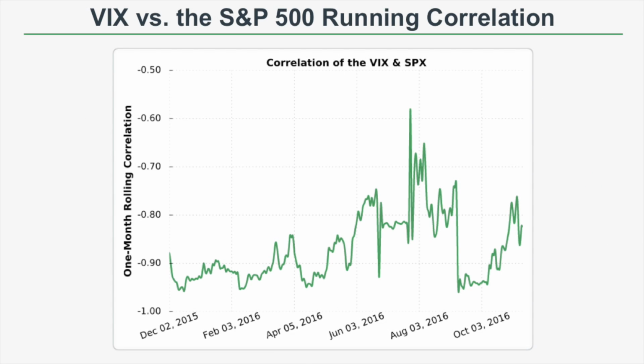So to hammer that point home, we ran the 1-month correlation between the VIX index and the SPX index over that 1-year time period. As we can see here, most of the time the correlation between the VIX index and the SPX index is well below negative 0.80. Now a correlation of -1 represents a perfect inverse relationship. So to have a relationship consistently below negative 0.8 means that there's a strong inverse relationship between the two products, and that's exactly what we're seeing here.